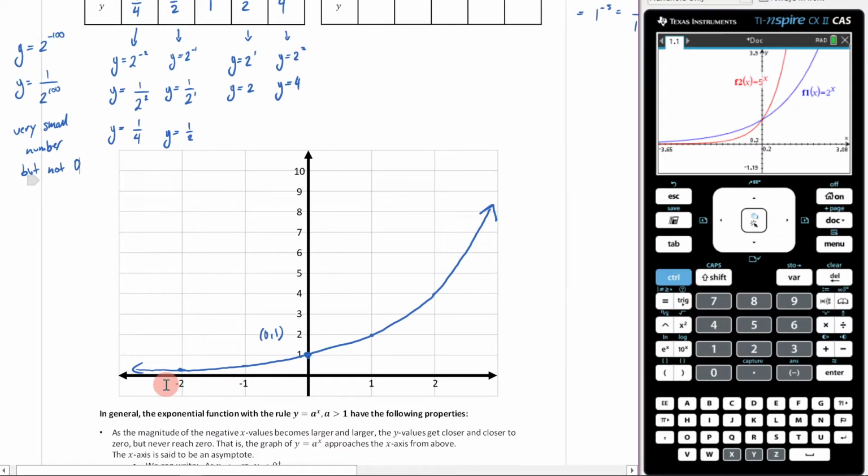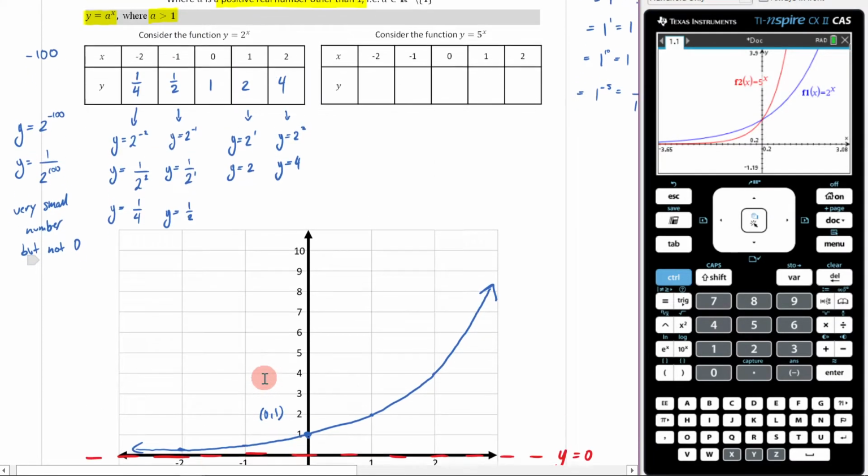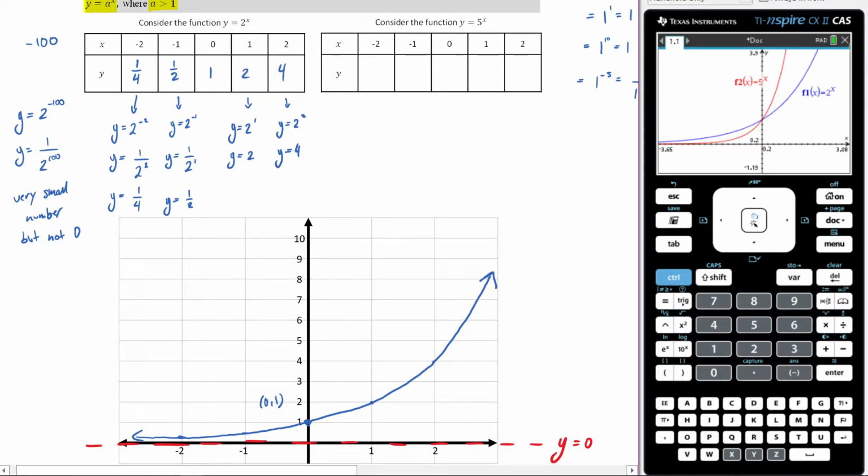So what can we therefore say is happening here? And this is where I want you to draw this in. This is going to be an asymptote. This right here is going to be an asymptote. So y is equal to 0. All right, perfect. So we've got a y-intercept and we've got an asymptote. Let's now do our other one here. So let's put in our other one.